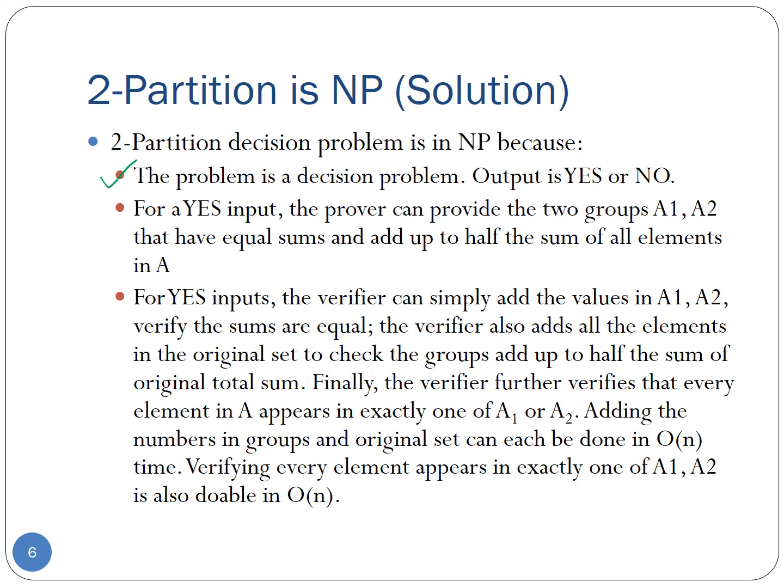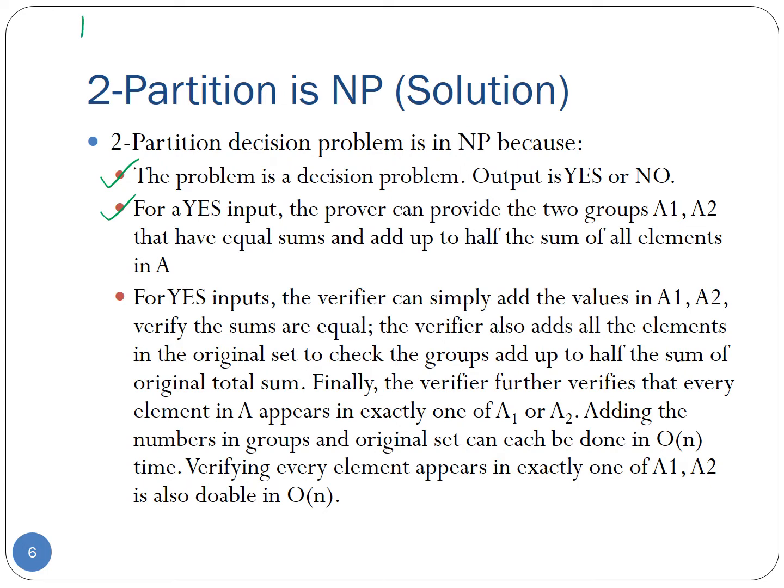Okay, so here is the solution to the two partition problem, whether it is in NP or not. The first thing we say is that this problem is a decision problem. That's because the output is binary. It's a yes or no question whether it is possible to partition the input set into two subsets that add up to equal weights. For a yes input, the prover can simply provide the two subsets A1 and A2 that have equal sums.